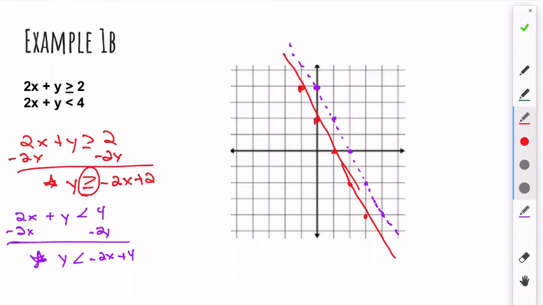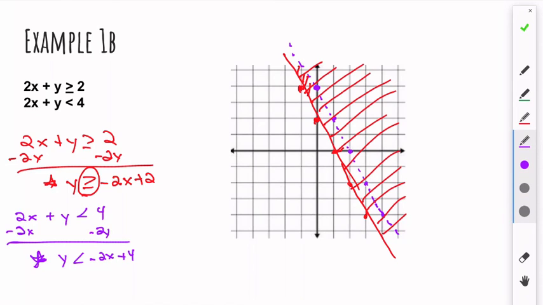With my red one, it says y is greater than or equal to. So I know that I have to go above my line. Technically, I can go right through that other line. It's everything above that line. And then for my purple one, it says y is less than that line. So technically, all of this.